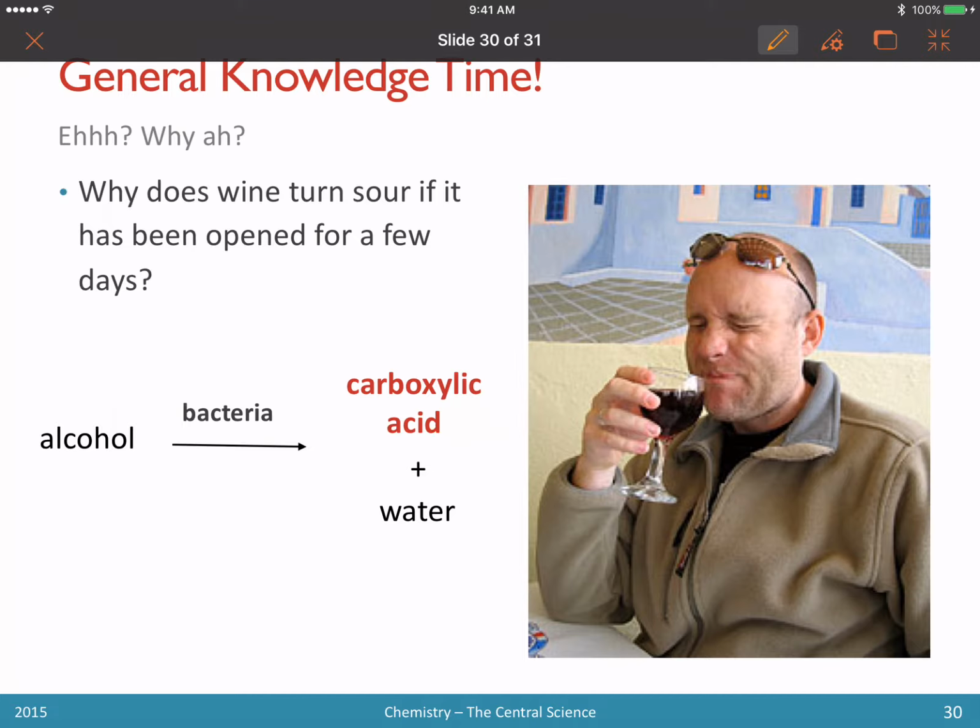So why is it sour? It's because of the presence of carboxylic acid. You know that if it's ethanol, then it will become ethanoic acid, which is actually like in your vinegar. So the sour taste comes from the acid. Just for you to recall, how do alkalis taste? Alkalis taste bitter. Acids taste sour.